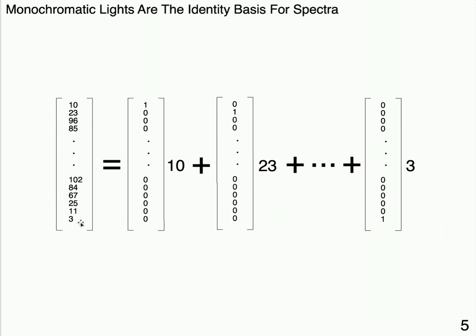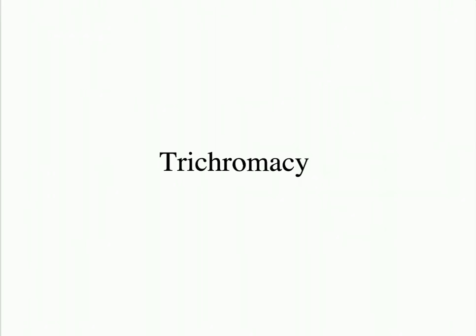So we've analyzed or decomposed this spectrum as a sum of the monochromatic lights, or a superposition of the monochromatic lights physically, where each one has been scaled in intensity corresponding to the power in the original light. Okay, so those are some basic facts about how we can represent lights using vectors. Given that, let's now come back and think a little bit about trichromacy, which again you heard about this morning.